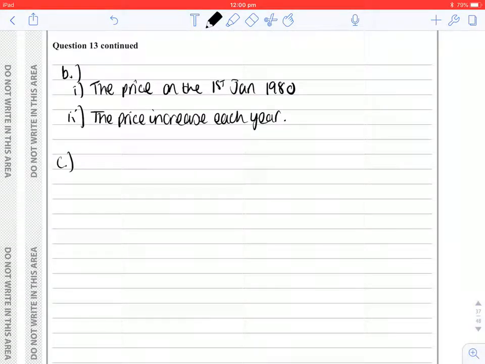Part C, find the value of the painting as predicted by the model on the 1st of January 2010, giving your answer to the nearest £100,000. So looking at this, we start off in 1980 and we're going to 2010, so therefore that is going to be 30 years. So that tells us that T is going to be 30.